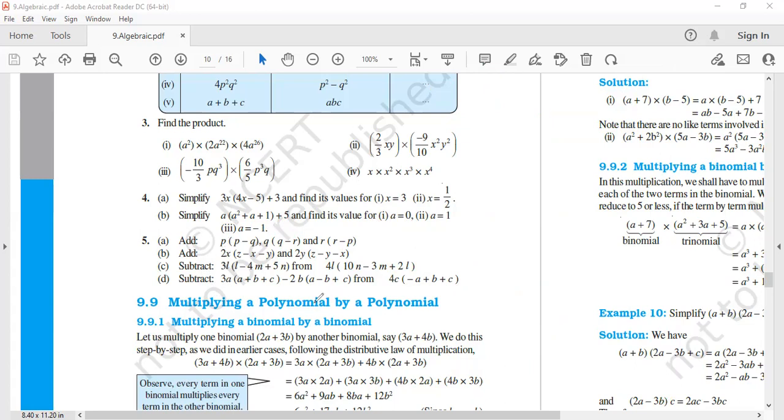Okay. Now the last part, we have to add them, add and subtract. Okay, so first we have to simplify, then add.